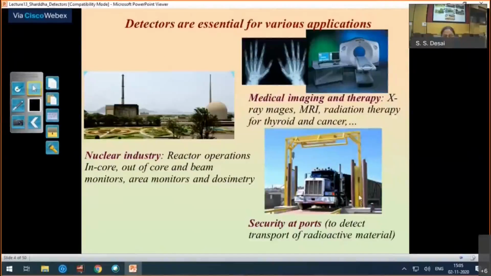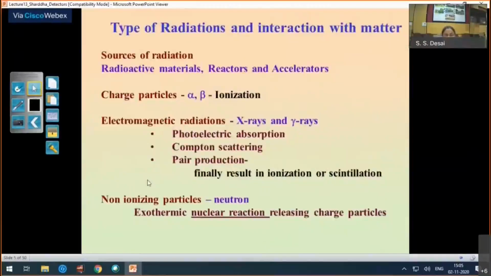So they can be just detected at the security ports. And this is the nuclear industry, where even for the reactor operation, like in-core, out-of-core and beam monitors, all these types of detectors are needed wherever any radiation is available. So radiations are of various types. Alpha and beta are detected through ionization.